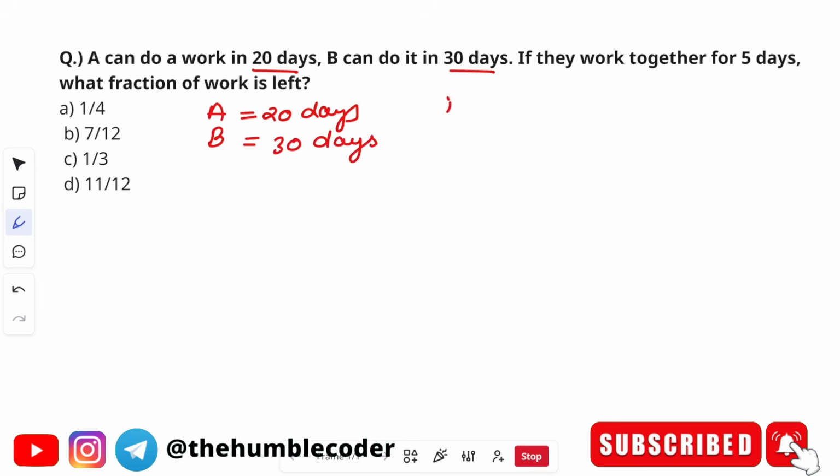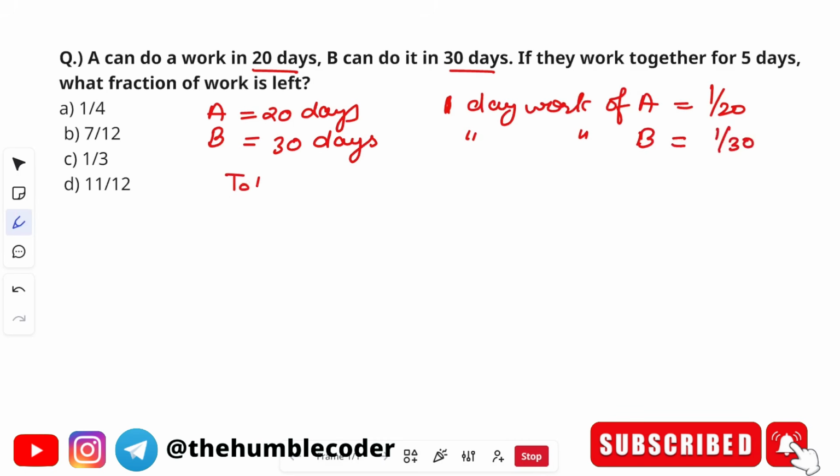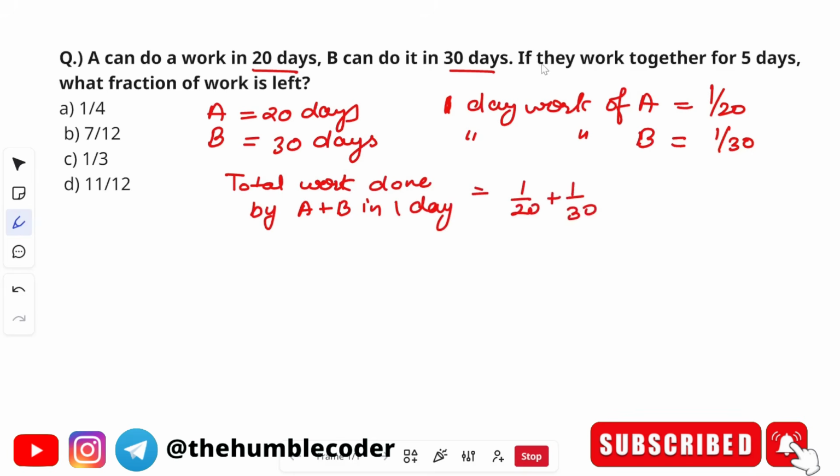So what I will do first, as I told you, is find the 1 day work. 1 day work of A will be 1 by 20. Similarly, 1 day work of B will be 1 by 30. Now the total work done by A and B in 1 day will simply be the sum of those, 1 by 20 plus 1 by 30. What is told to us is, if they work together for 5 days, what fraction of work is left?